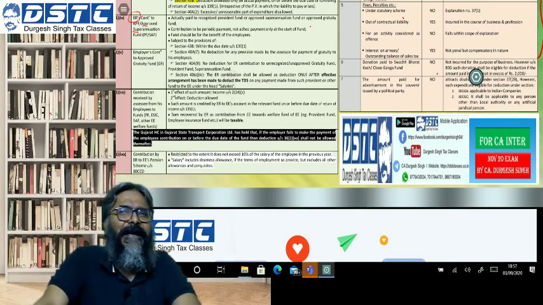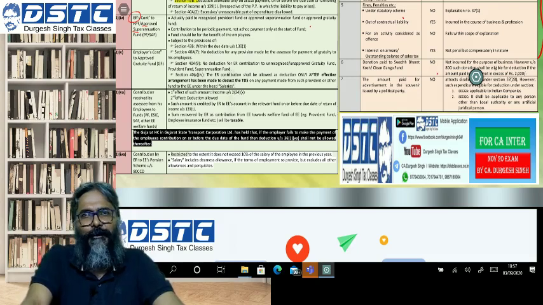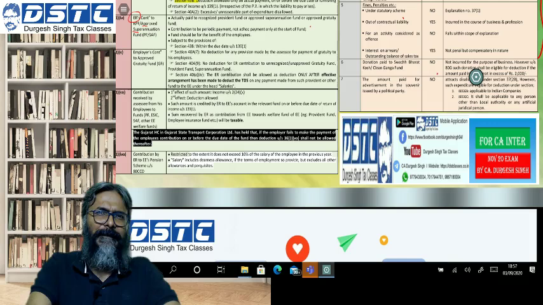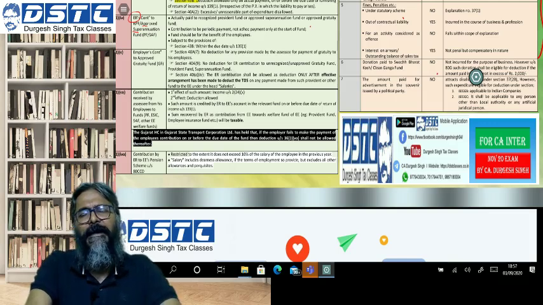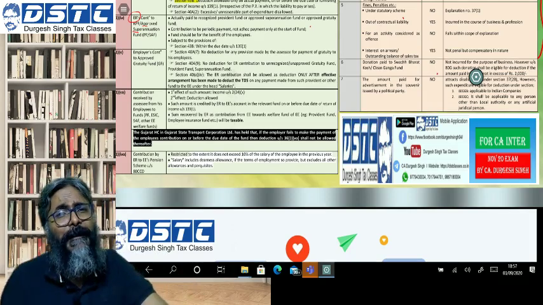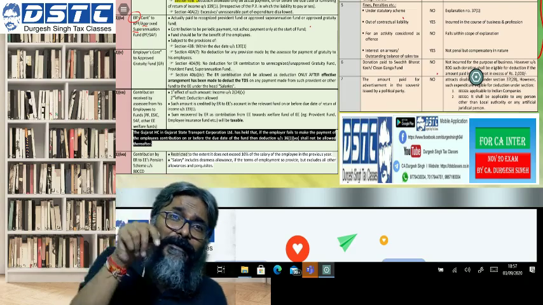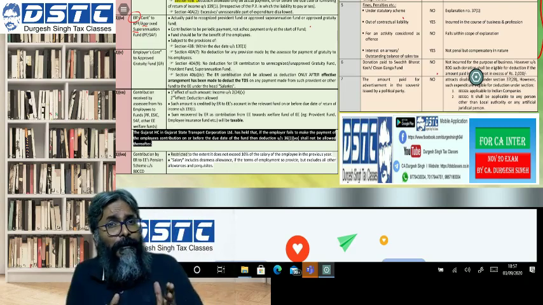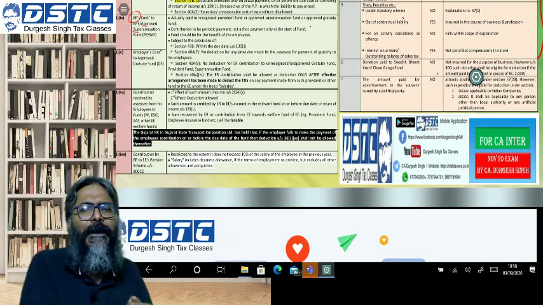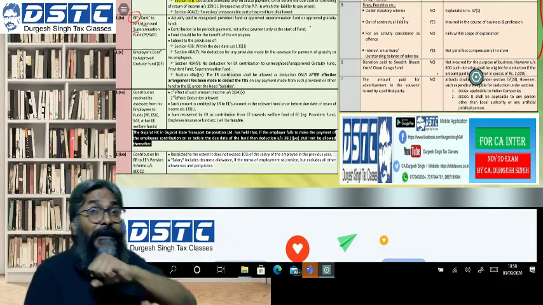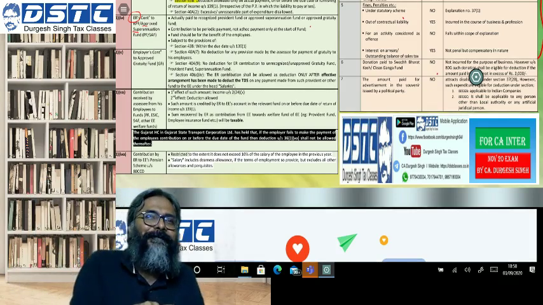But the twist in this case, students, is that of the employee contribution. You will say, sir, what kind of twist is there? In the employee contribution, what happens? The employer deducts the employee's contribution from the salary of the employee. So please understand one thing: the employee contribution is not an expenditure of the employer. Do you all agree? Because from your salary only, I am deducting your contribution.